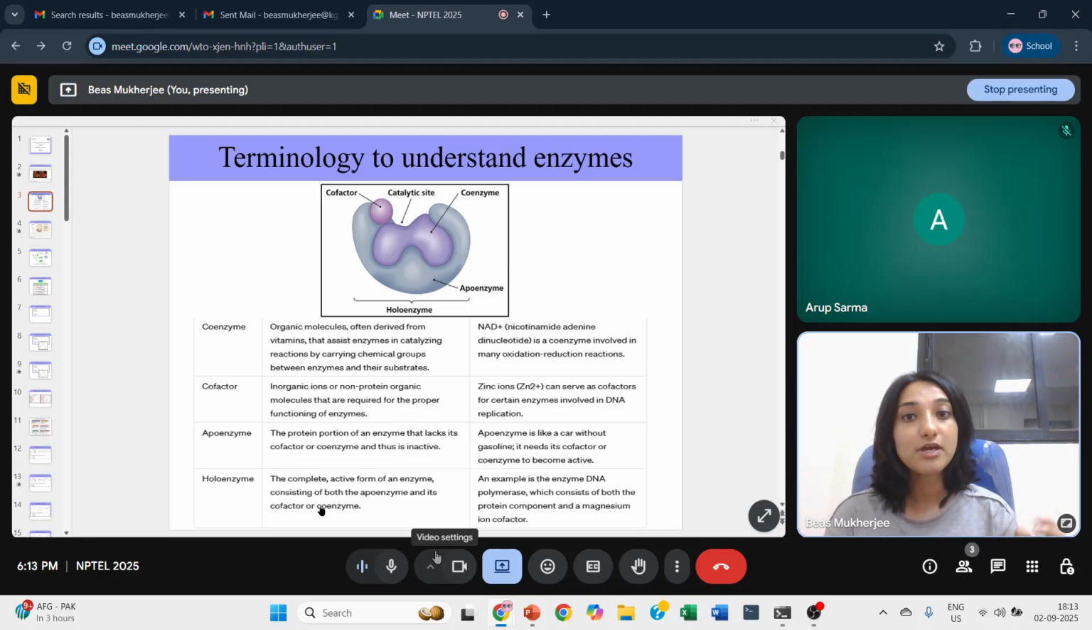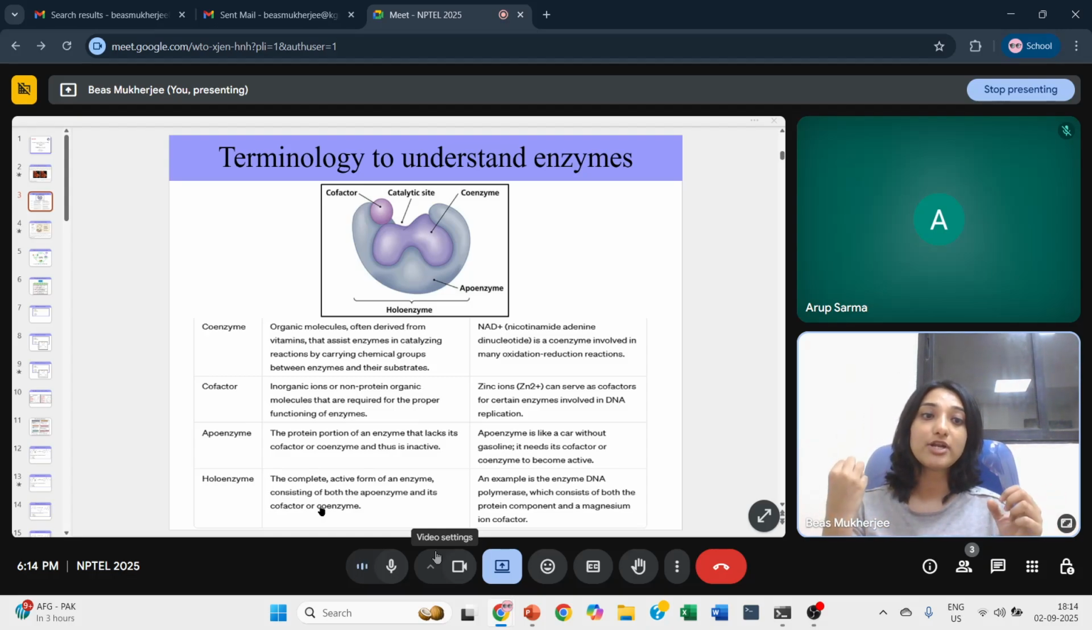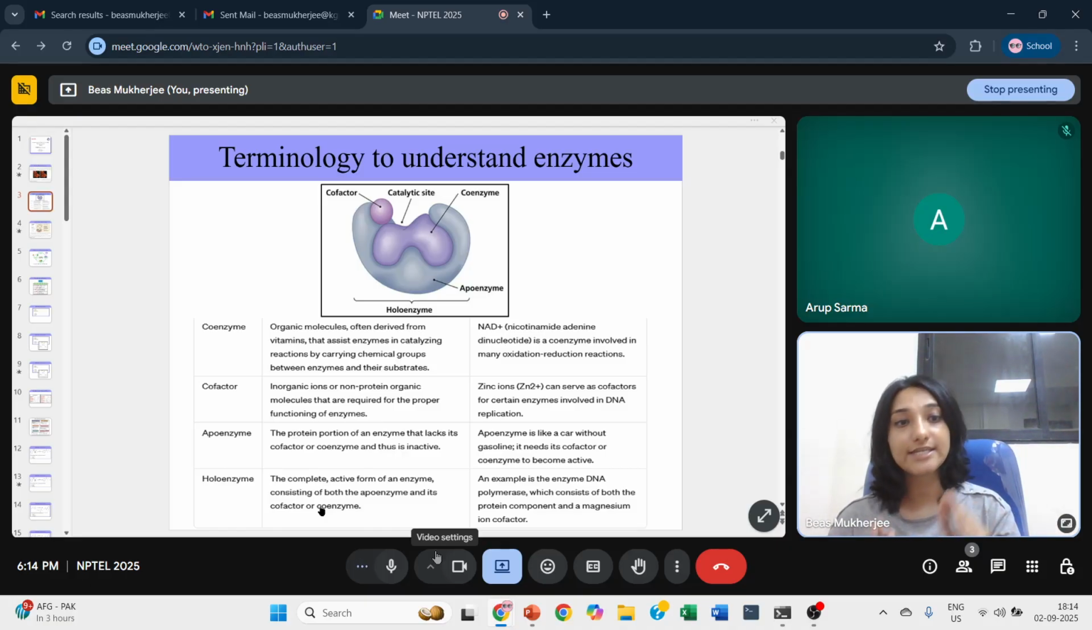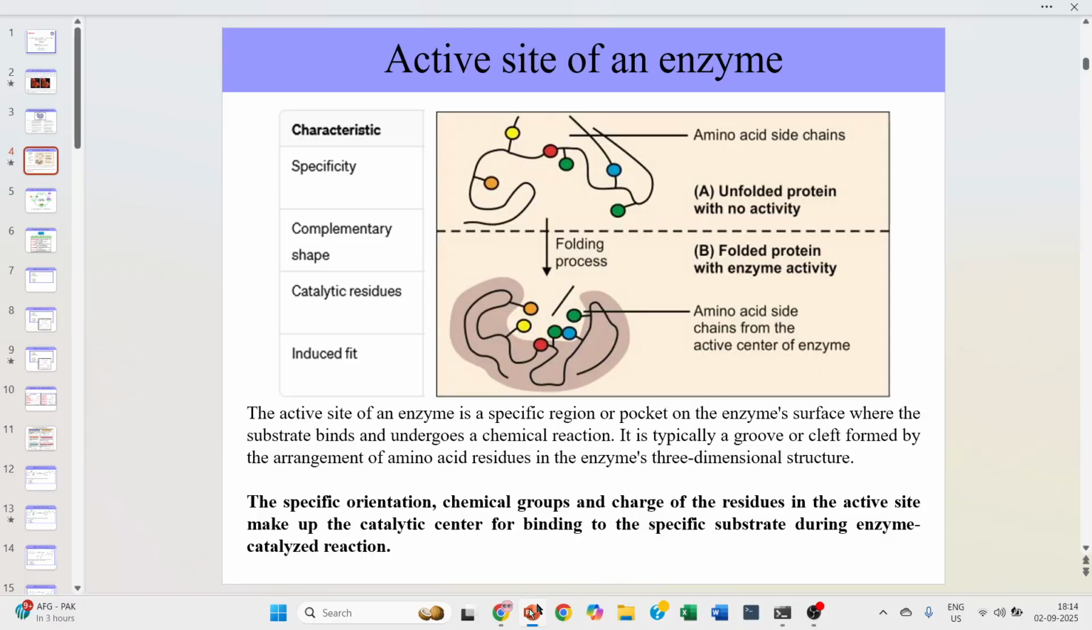Next thing is apoenzyme. What is an apoenzyme? Apoenzyme is an enzyme that is not functional yet because it does not have its partner with which it can bind and then get activated for its catalytic activity. Okay, so the protein portion of the enzyme that lacks its cofactor or coenzyme and thus is inactive, that is the apoenzyme. The next one is holoenzyme. So holo means full. So apoenzyme plus the cofactor or coenzyme together makes up the fully functional enzyme, that is the holoenzyme.